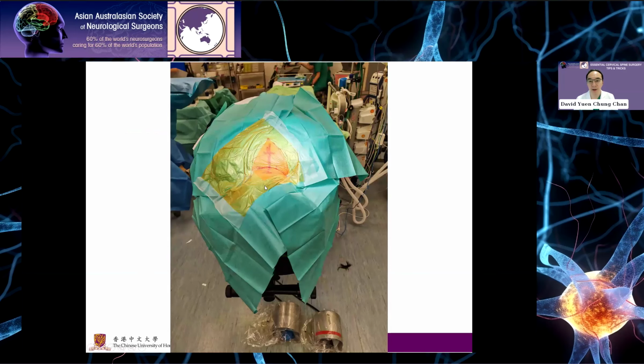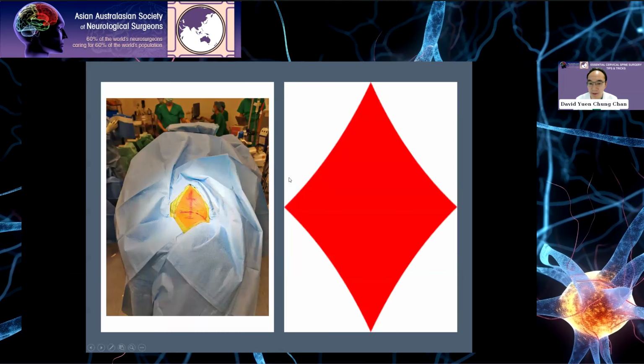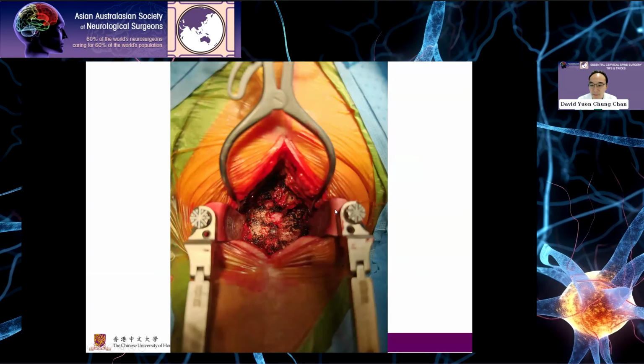So, just to share with you my personal preference and experience, I would like to drape in a diamond shape. This is good because potentially if I need to extend the incision cranially or caudally, I can do it. And I can also open the wound wider towards the left and the right. So the diamond shape draping allows adequate exposure in case of emergency. And in some more obese patients, I can use the trimline retractors to go deeper, and also it's radiolucent.